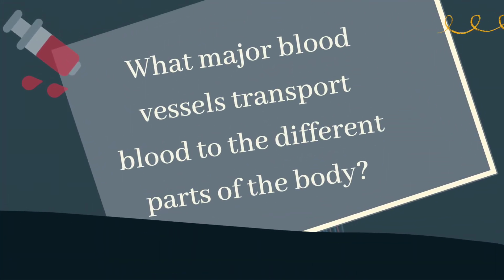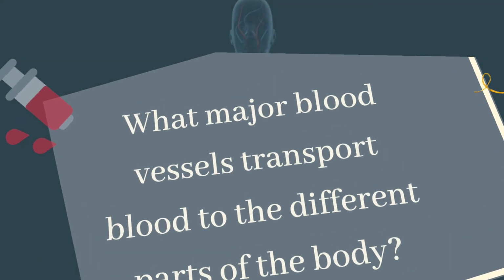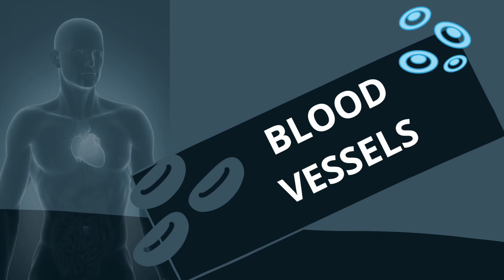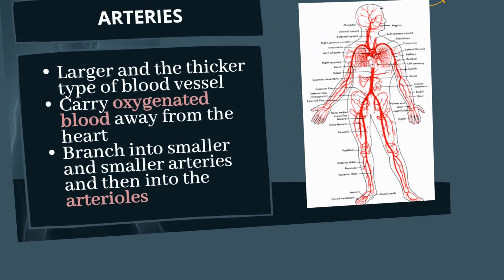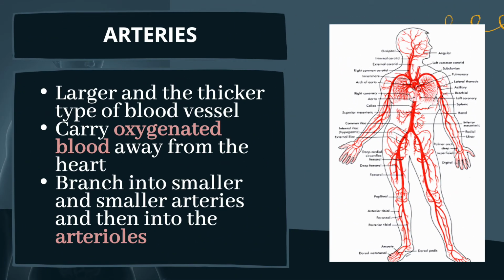In order to perform its functions, the circulatory system has major blood vessels to carry materials to the human body parts. What major blood vessels transport blood to the different parts of the body? These blood vessels are the arteries, veins, and the capillaries. The arteries. The artery is the larger and the thicker type of blood vessel. It carries oxygenated blood away from the heart. It branches into smaller and smaller arteries and then into arterioles.